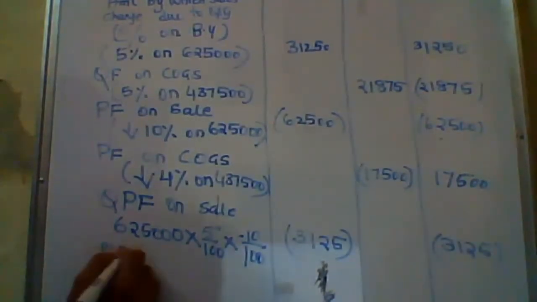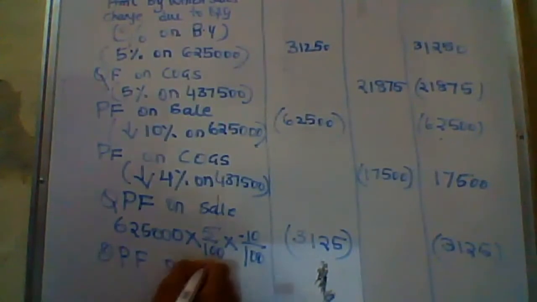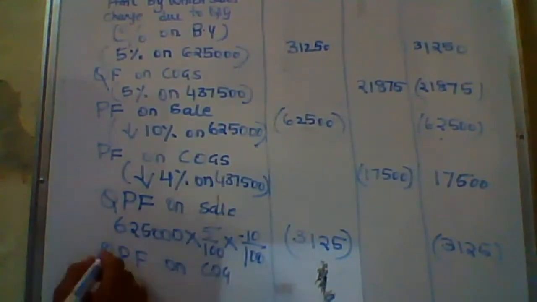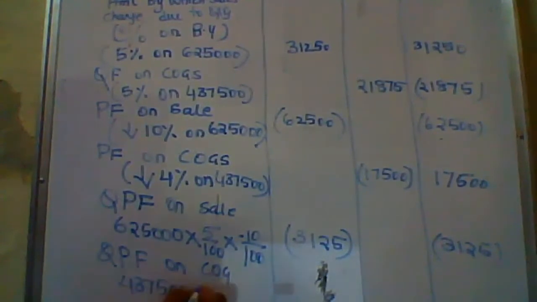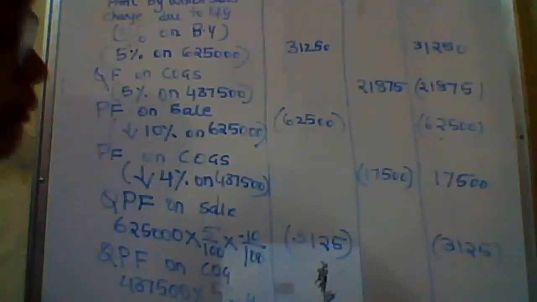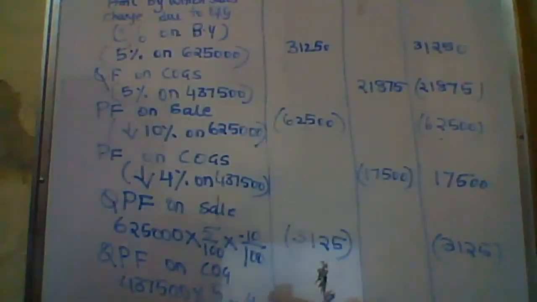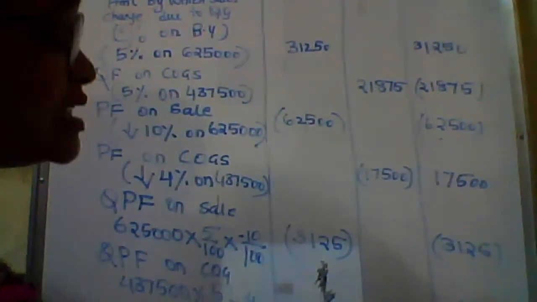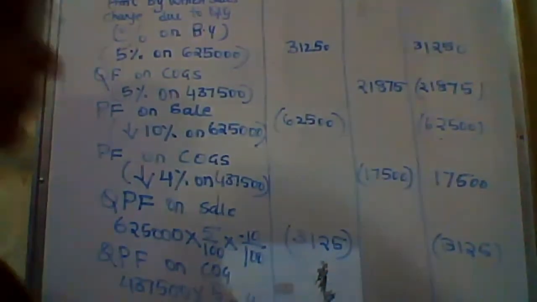Now you will do quantity and price factor on cost of goods sold. That is how much? 4,37,500 into quantity factor, an increase by 5%, and price factor, a decrease by 4%. So whatever answer you get will again be a minus answer in cost of goods sold. 875. This is again minus. If this is minus, minus of minus is plus. So this is plus.